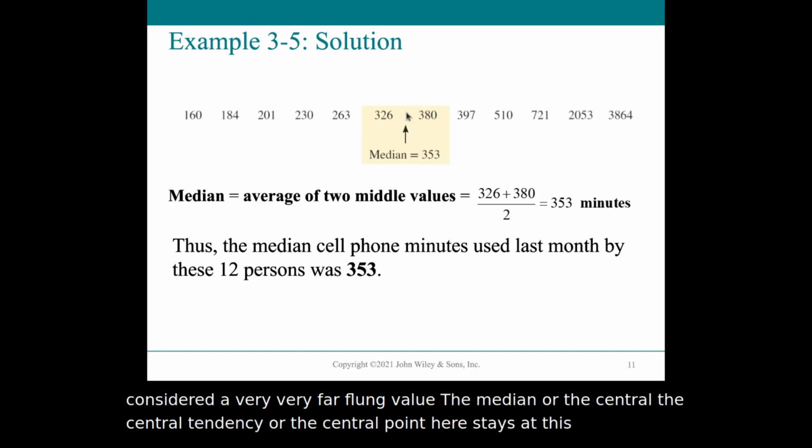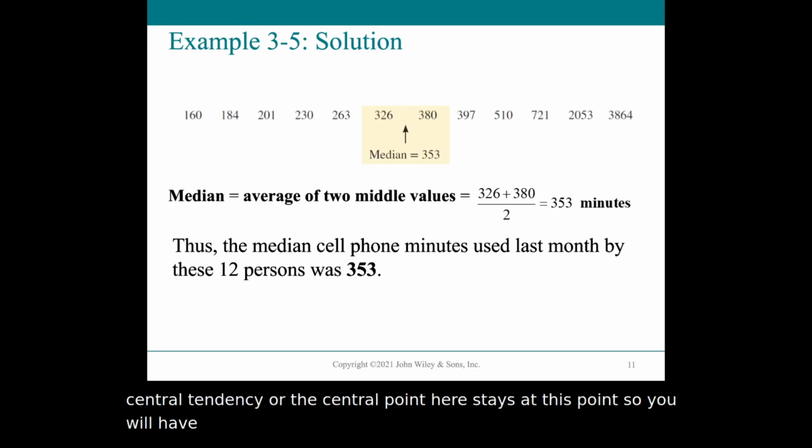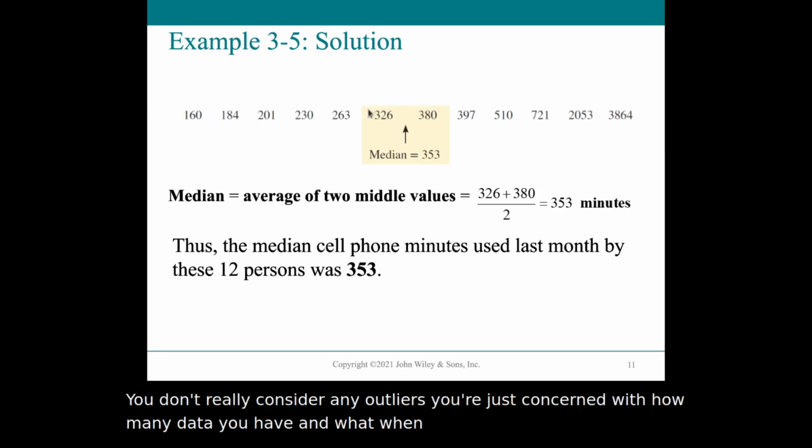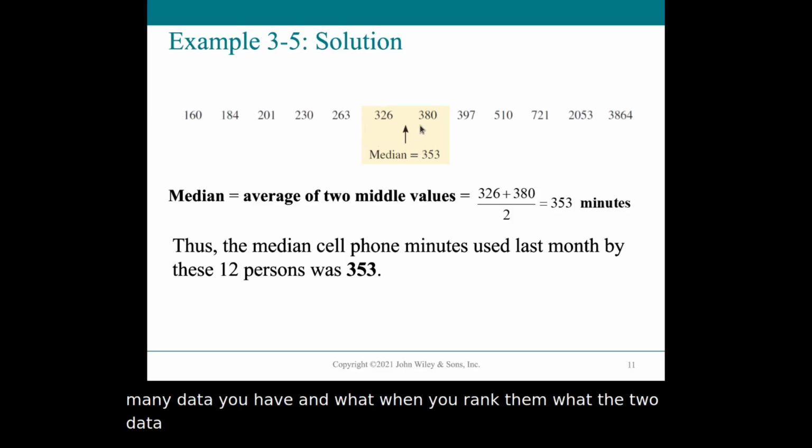So basically no outliers can influence it because you don't really consider any outliers. You're just concerned with how much data you have and, when you rank them, what the two data around the middle portion are if it's an even number of data, or the exact middle data.